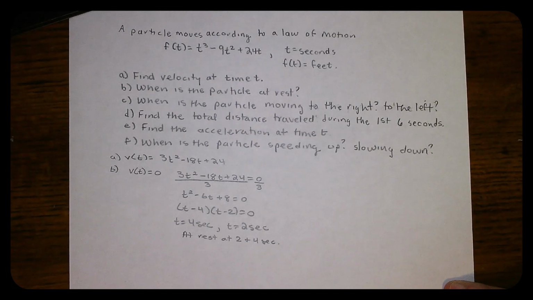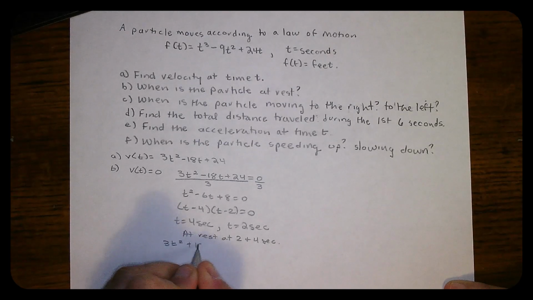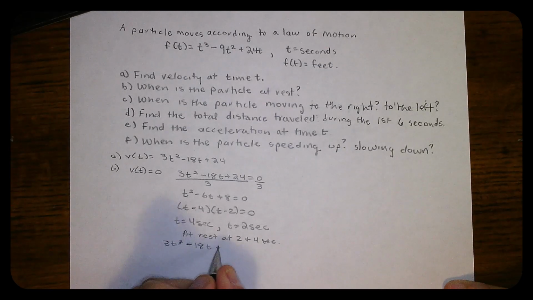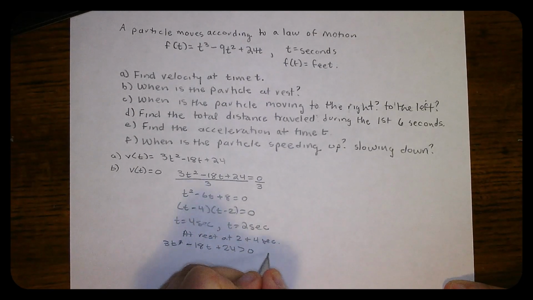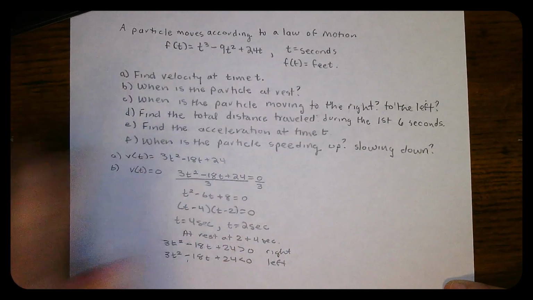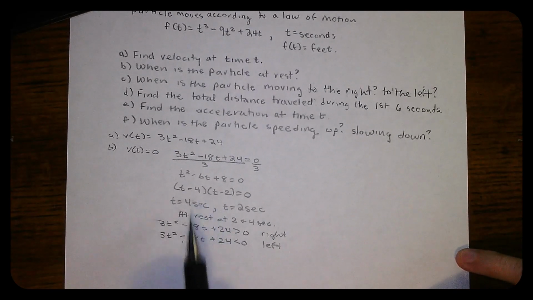All right. C, it says when is the particle moving to the right or to the left? So what's going on there is we are going to be solving these two inequalities. 3t squared minus 18t plus 24 is greater than 0. That's when it's moving to the right, when the velocity is positive. And 3t squared minus 18t plus 24 is less than 0. That's when it's moving to the left. So I'm not going to always write that down because we already did the first step.